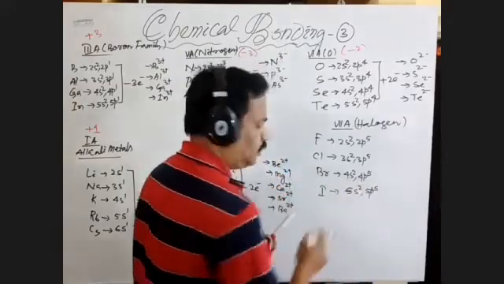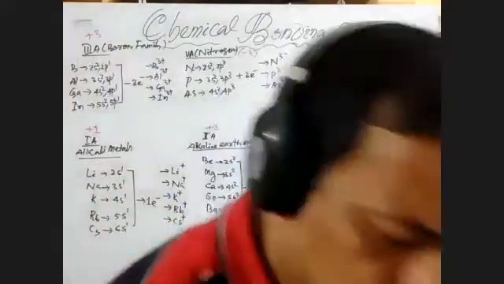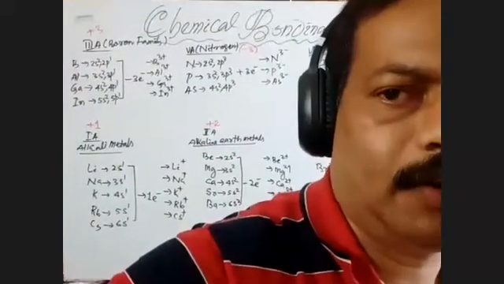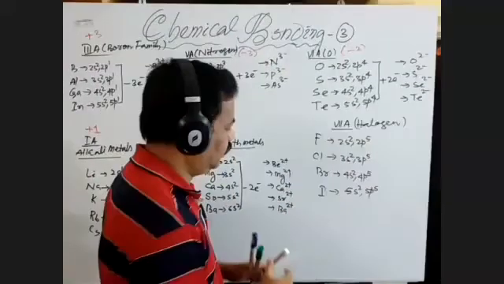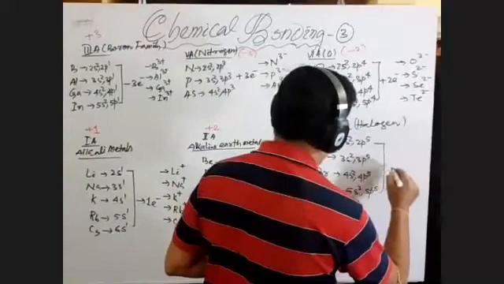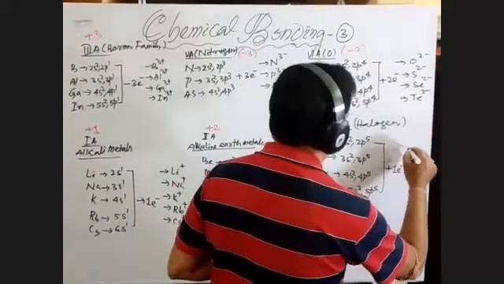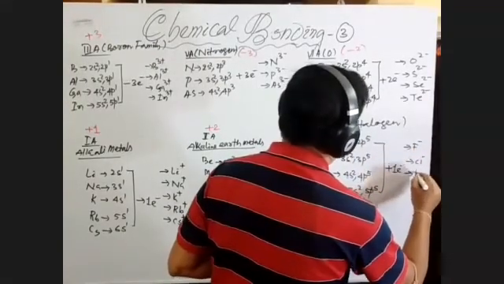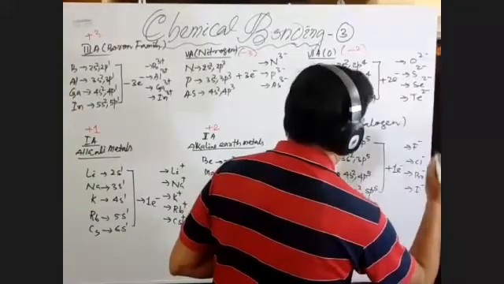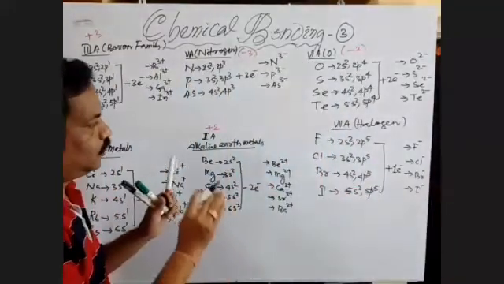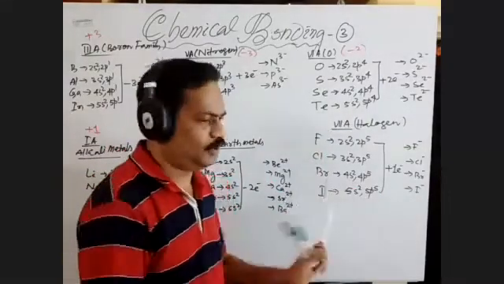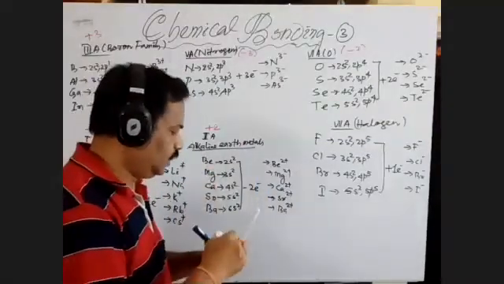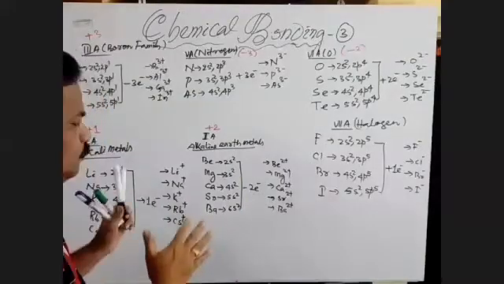So they have 7 electrons in their outermost shell, so they need only one more electron. That's why these elements have a tendency to gain one electron to form F minus, Cl minus, Br minus, and iodine minus. Got it? The zero group has no valency because they have no tendency to either lose or gain electrons. So different groups have different valency.